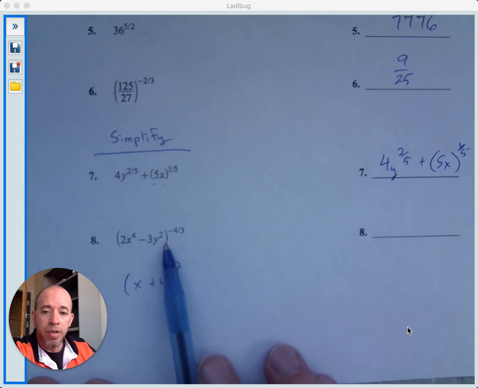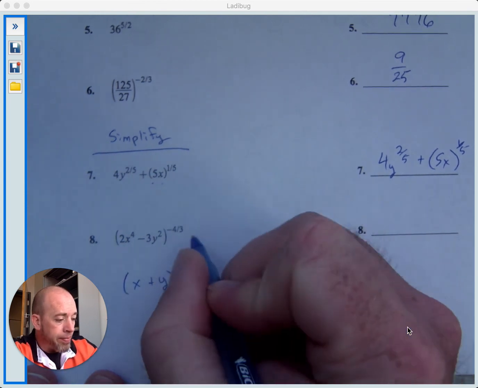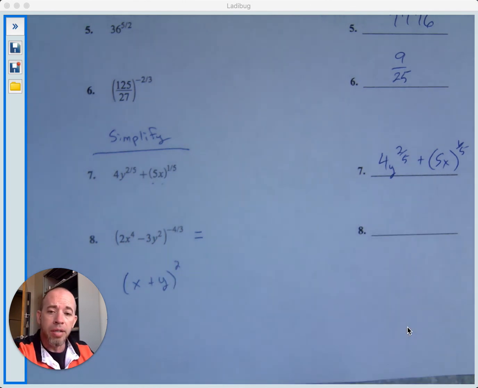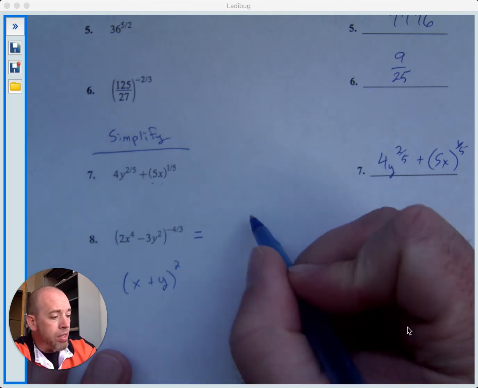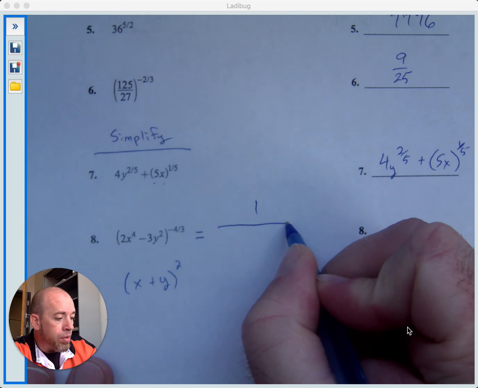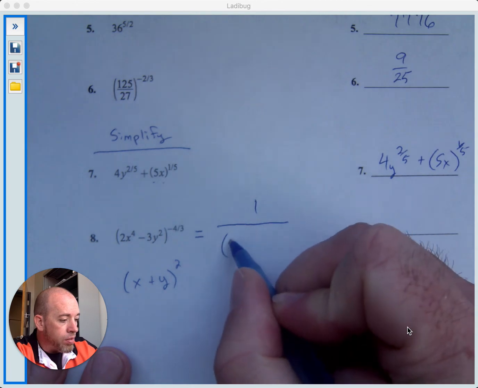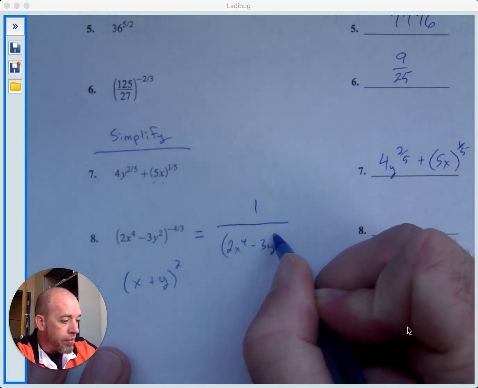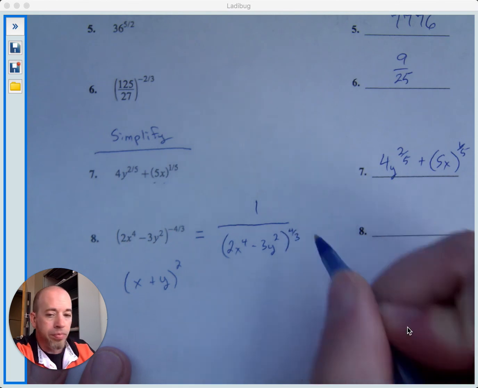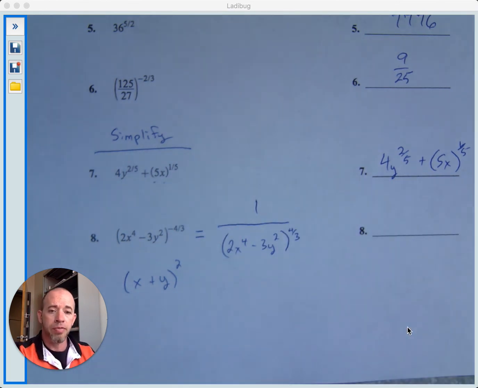The one thing that you might want to do here, because mathematicians like this, is to write this without a negative exponent. And we'll run into this later on in this chapter. If possible, we would like to write an expression without a negative exponent. If you have a negative exponent, all it does is take the reciprocal of the positive exponent. So what we could do here to make this more mathematician friendly is to put 1 over this expression, 2x to the 4th minus 3y squared, to the positive 4/3. That's equivalent to that expression to the negative 4/3.